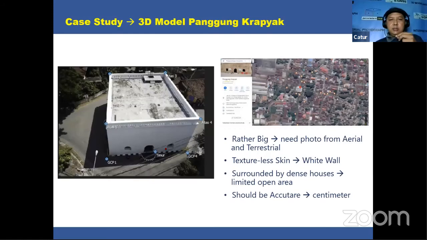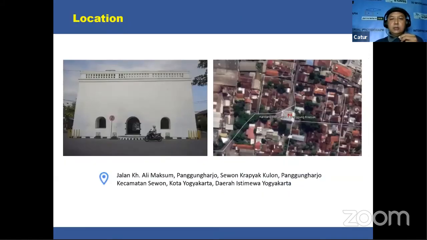I think it's a good sample for a homogeneous object. Yeah, because its surrounding is homogeneous, and also it's difficult because it's a crowded area here. So the challenge is to combine aerial, terrestrial, and also how to solve this homogeneous area in centimeter accuracy. This is the location you can find in Google. It's called Mokrapia, yeah, Mokrapia.